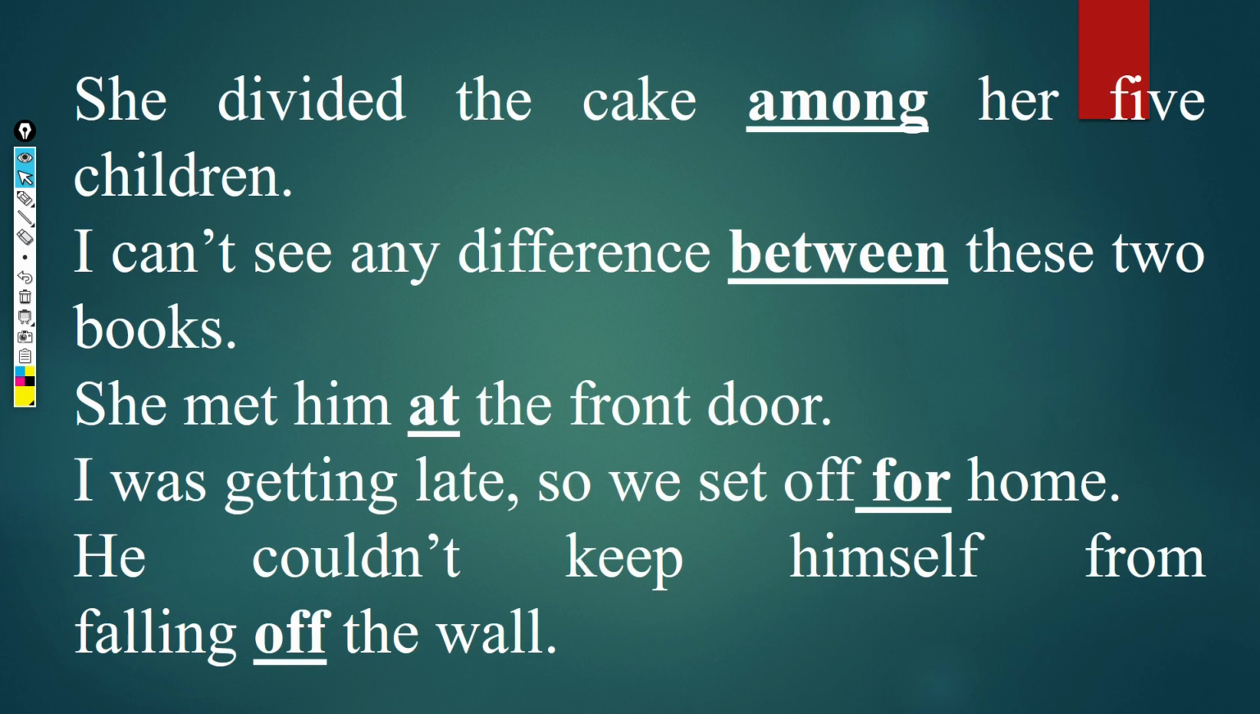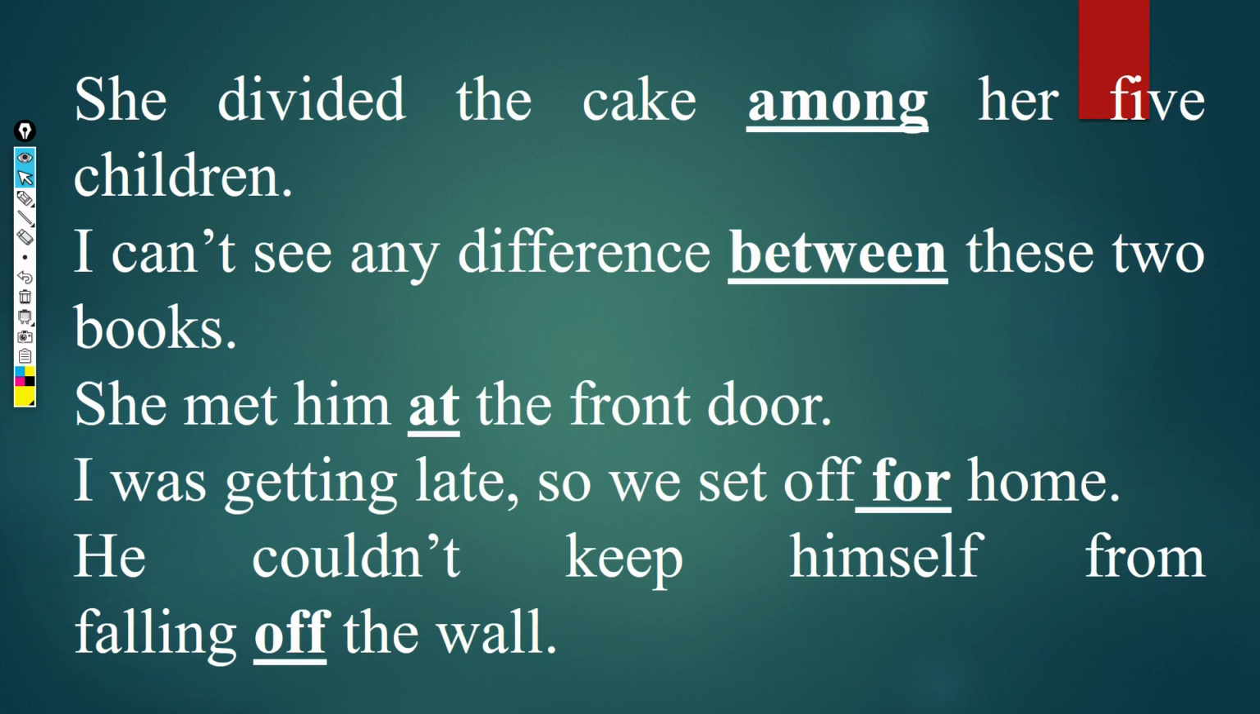Now, she divided the cake among her 5 children. What is the preposition used? Among. Now, next example. I can't see any difference between these two books. What is the appropriate preposition? Between. She met him at the front door.